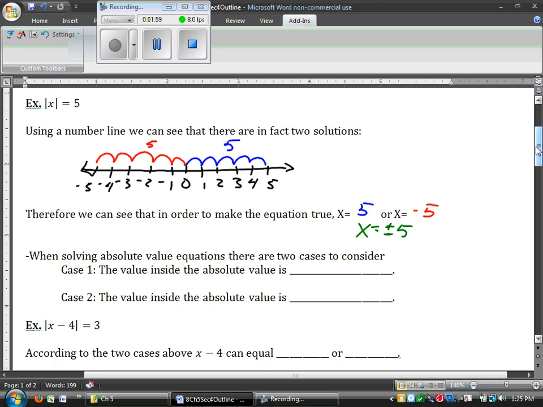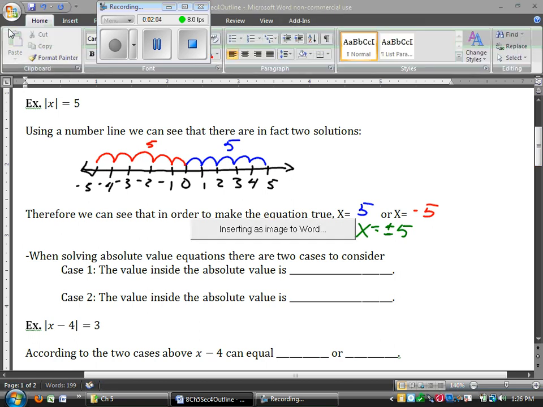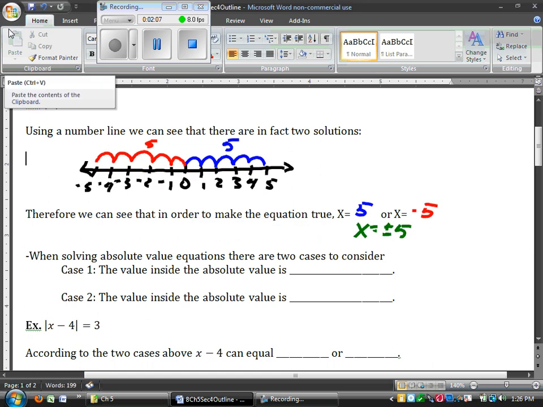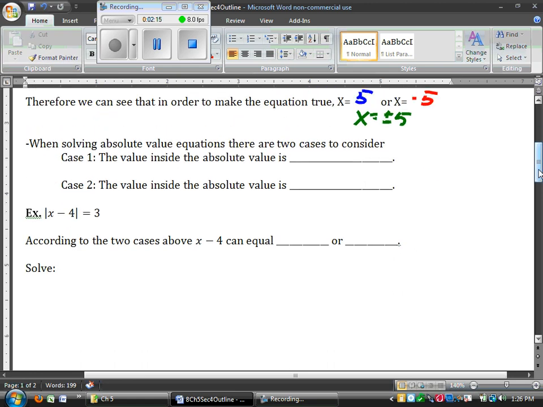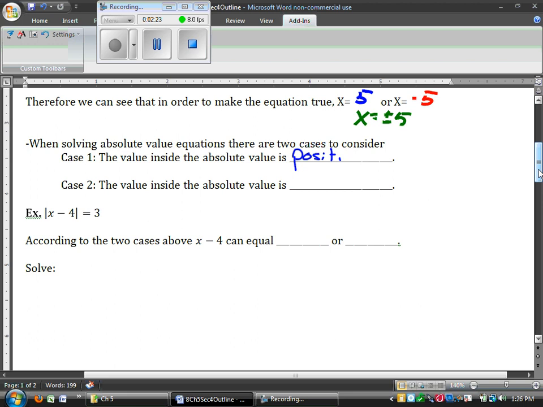Either way, we know that x is equal to 2 different numbers. 5 and negative 5 make this true. That means we have 2 separate cases that we have to look at every time we have an absolute value equation. Case 1 is where the value inside the absolute value is positive. That's what we looked at when we said x was equal to 5. The other case is when the inside of the absolute value is negative. That's what we looked at when we said x was equal to negative 5.